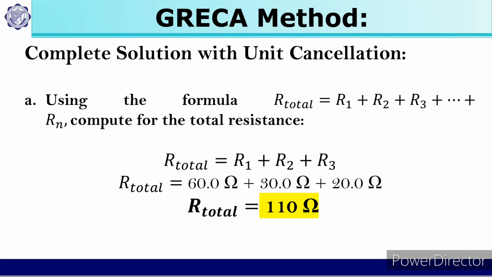For letter A, using the formula, total resistance is equivalent to the summation of the individual resistance for series connection. Substitute the given values, we have total resistance is equivalent to resistance 1 plus resistance 2 plus resistance 3. So substitute, we have 60 ohms plus 30 ohms plus 20 ohms. Input in your calculator or do it mentally, answer is 110 ohms. You can use your calculator to check the correct answer. Do you get the same?